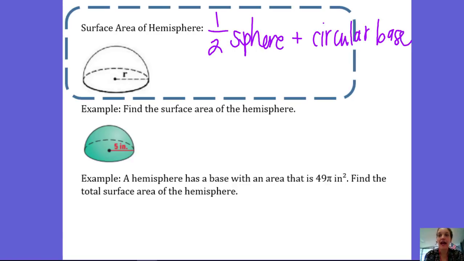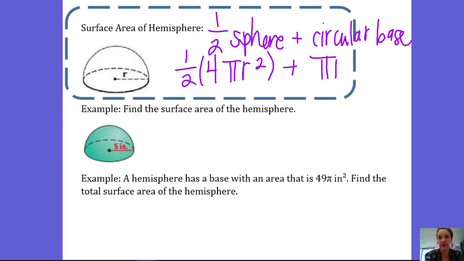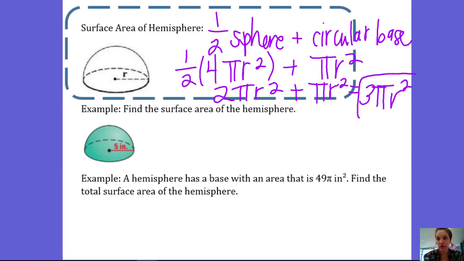plus a circular base. Half of a sphere would be half of the surface area of a sphere, which is 4 pi r squared. And then for a circular base, the area of a circle is just pi r squared. Half of 4 pi r squared is 2 pi r squared. 2 pi r squared plus pi r squared is 3 pi r squared. So the formula for the surface area of a hemisphere is 3 pi r squared.